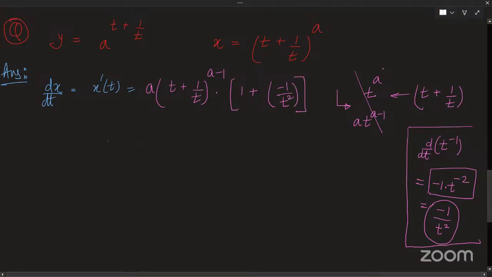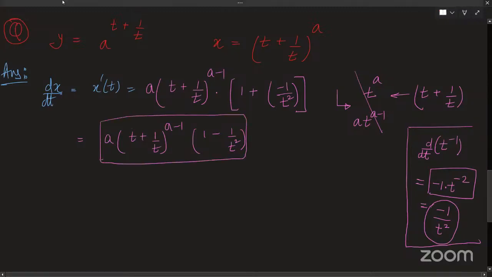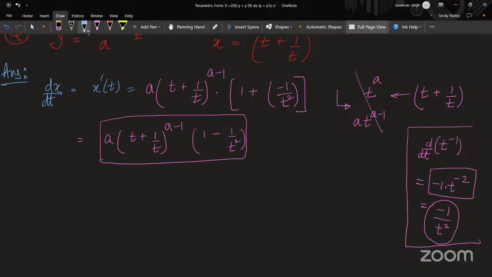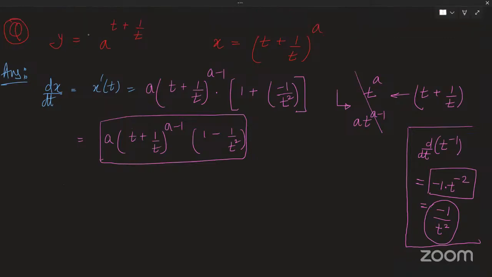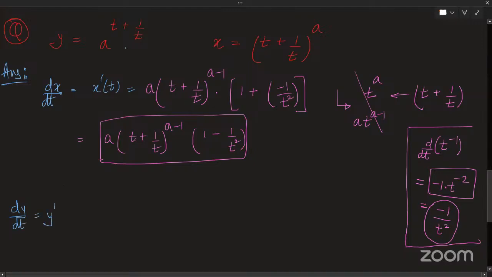Great. So this thing can be written as a into (t plus 1 by t) whole raised to a minus 1 into (1 minus 1 by t square). Great, correct. Now the second part. You have been given your y as a raised to t plus 1 by t. So again, I need to calculate my dy by dt, that is y dash of t.